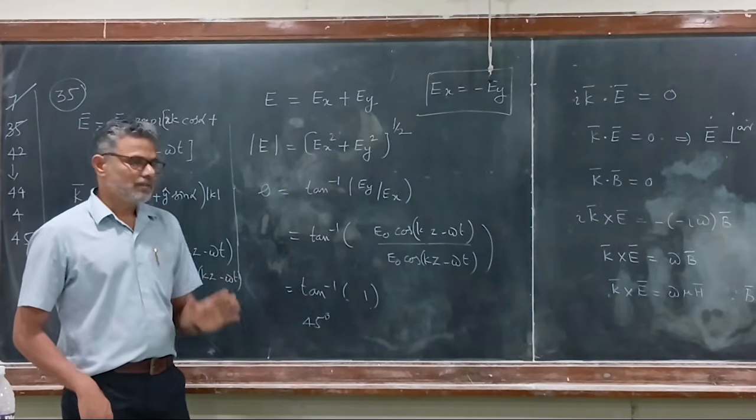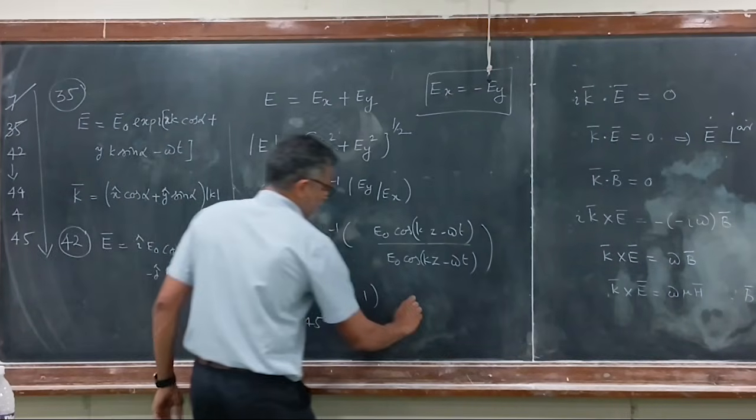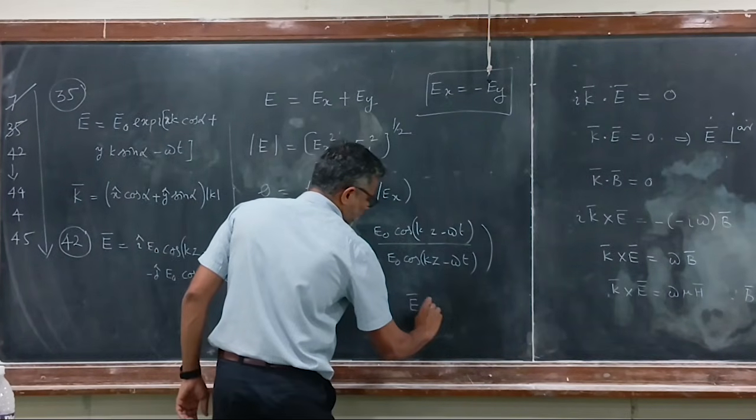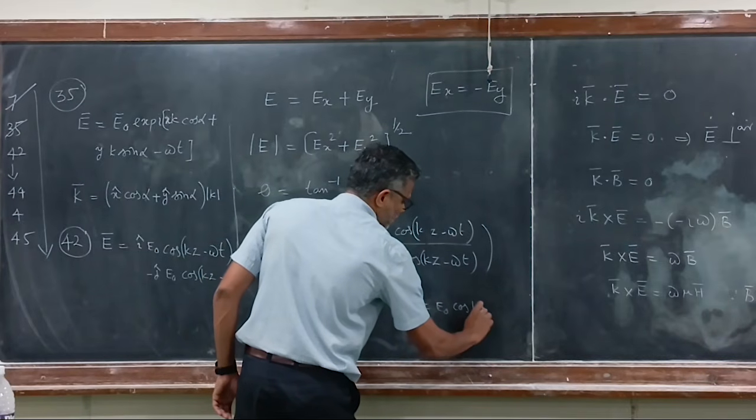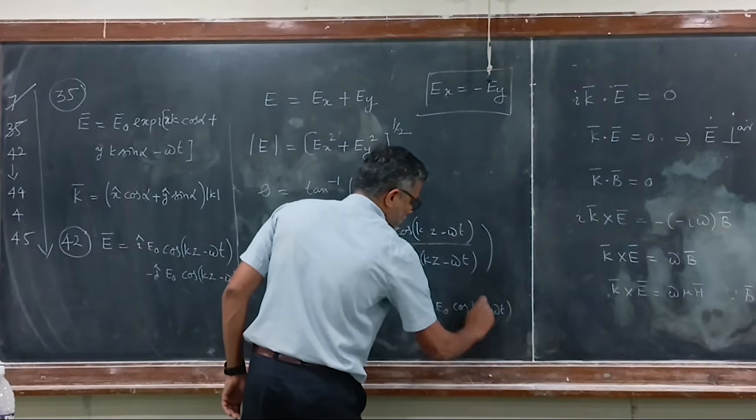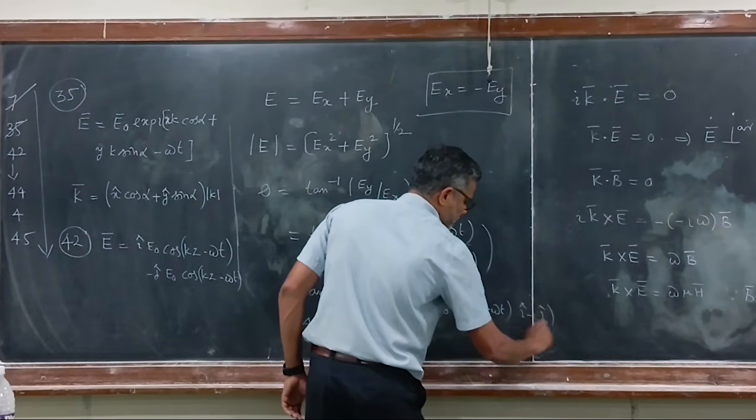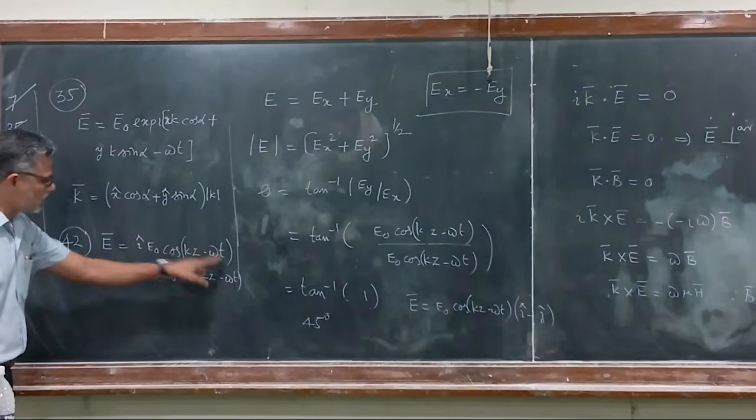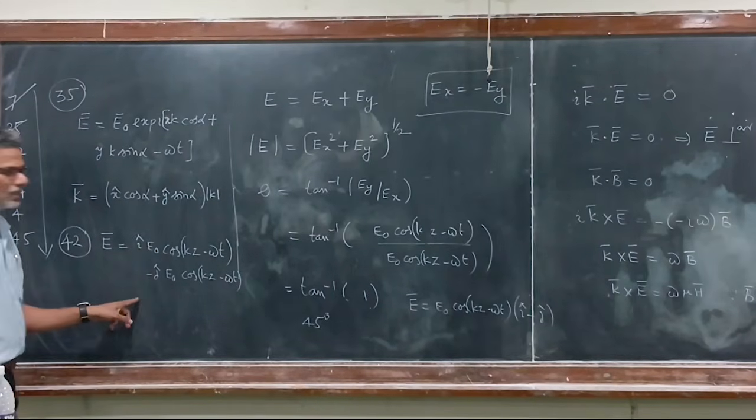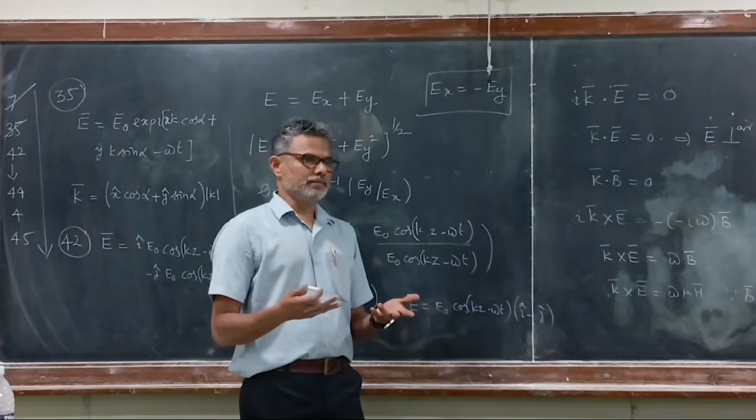Okay? Linear at an angle 45 degree in the xy plane. So let's say E can be written as E0 cos(kz minus omega t) times (i cap minus j cap). If I pull out this (i cap minus j cap), this is a constant, so I can write it this way.